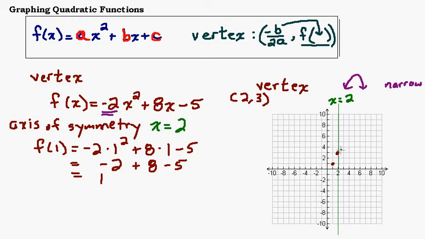I get a parabola that's opening down. That's good because I was expecting that, and it looks kind of narrow. So now I can reflect this point over the axis of symmetry, and it's going to end up right there. I got 2 points. Alright, let's do f of 0.